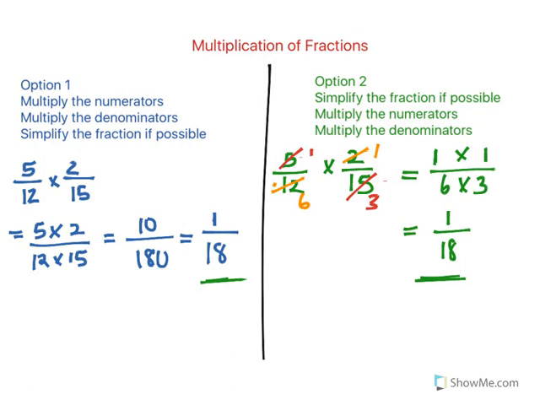Sometimes it's easier to just multiply the numerators, multiply the denominators, and then cancel. Other times it's easier to cancel and simplify first and reduce how big the numbers are to something that's small and easier to work with, and then you multiply across. So you get rid of having to multiply by 12 and by 15 in the first option, moving to 6 by 3, which is a lot easier to multiply in the grand scheme of things.